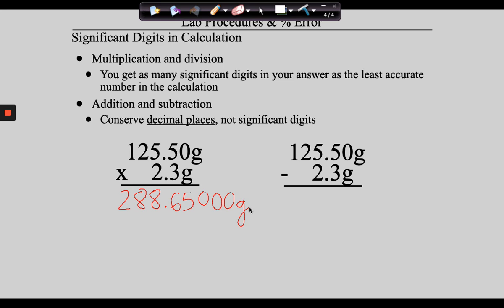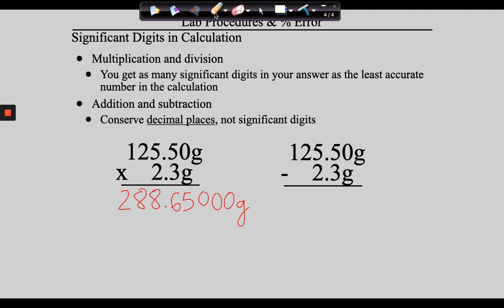But guys, that's wrong. The reason that that is wrong is we are telling the world that we can measure down to 100 thousandths of a gram. We can't do that. So guys, in order to make this answer appropriate, what we've got to do is we've got to base it on the place that it came from.